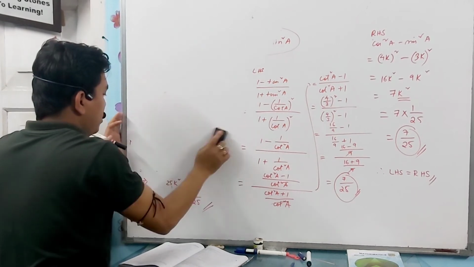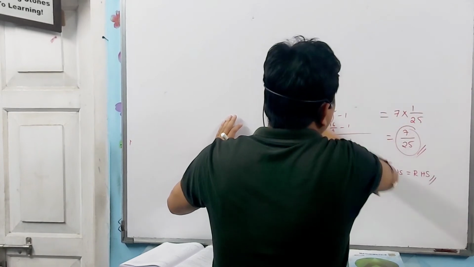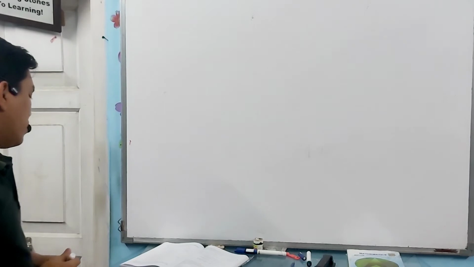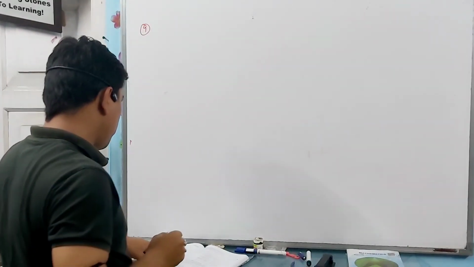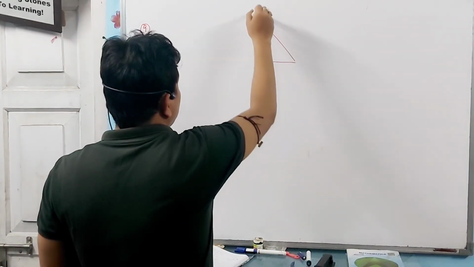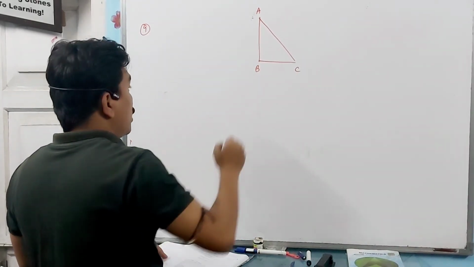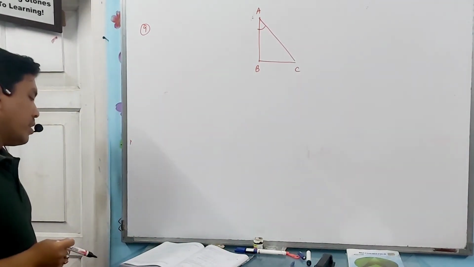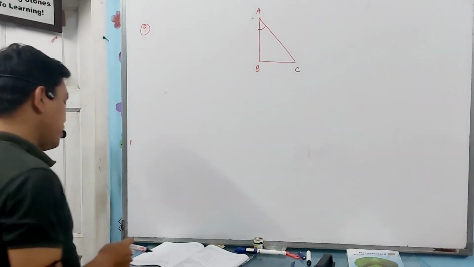Let's do the next question. In the next question, it is given that there's a right angle triangle ABC, right angle at B, and tan A is given as 1 by root 3. We have to find the value of sin A cos C plus cos A sin C.